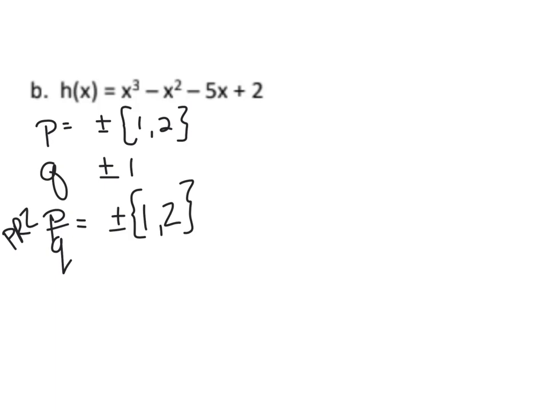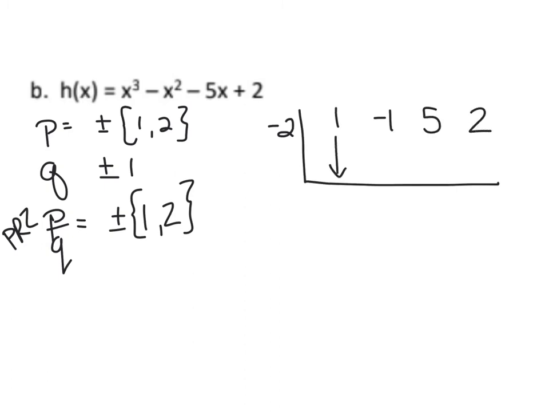I get negative 2. So if I plug in negative 2 using synthetic division, I should get a remainder of 0. So bring down the 1. Now multiply and add. Multiply again. I just realized I dropped a negative right there. And add would be positive 1. Multiply. And there's my remainder of 0.